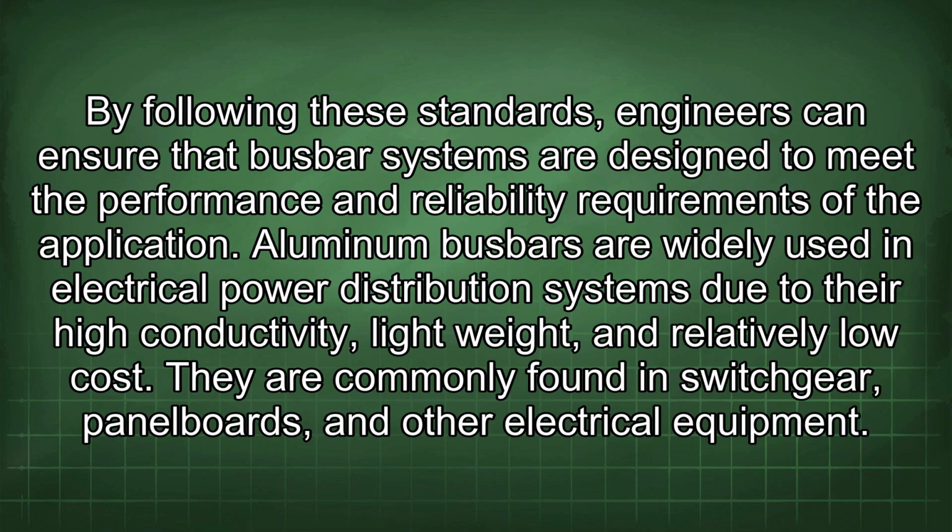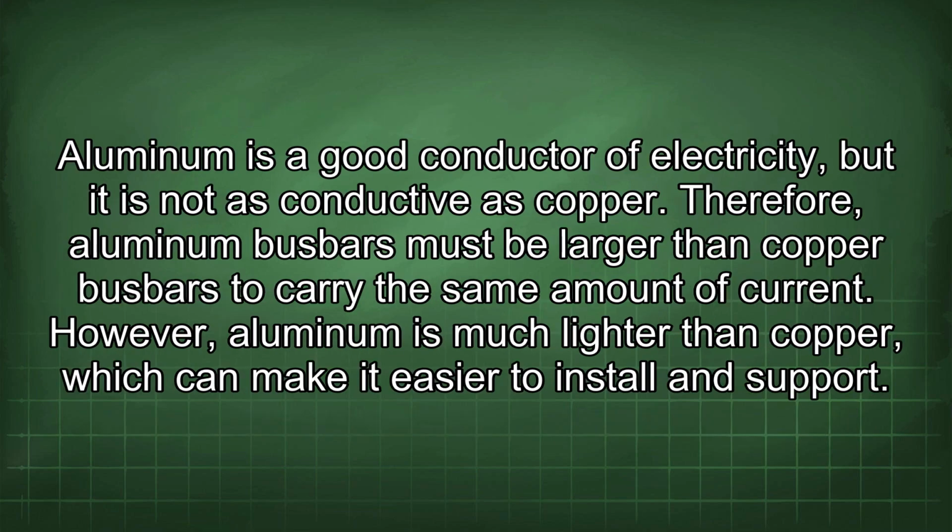Aluminum busbars are widely used in electrical power distribution systems due to their high conductivity, lightweight, and relatively low cost. They are commonly found in switchgear, panel boards, and other electrical equipment. Aluminum is a good conductor of electricity, but it is not as conductive as copper.